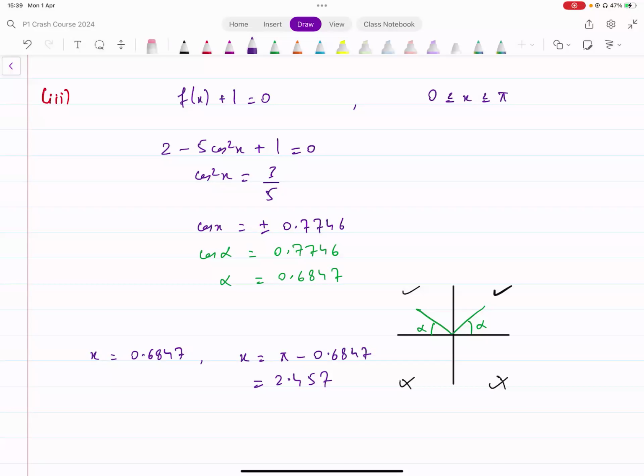Okay. Any problem with this? Make sense? Okay, great. So no questions. Let's move on to the next one now. This was question number 14 from the worksheet.